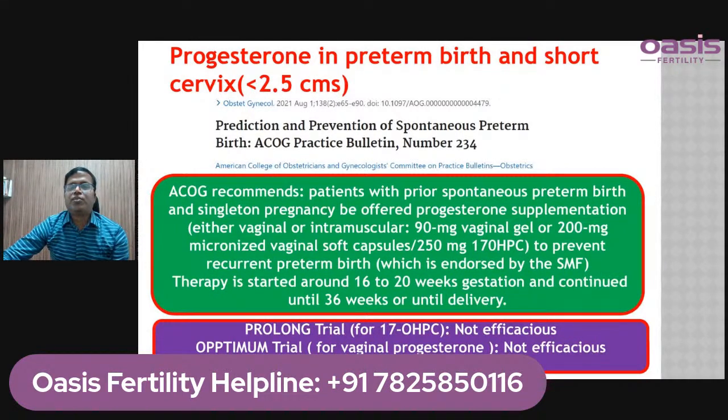And ACOG recommends that patients with prior spontaneous preterm birth and singleton pregnancy be offered progesterone supplementation, either 90 milligram vaginal gel or 200 milligram micronized vaginal soft capsules or 250 milligram of 17-hydroxyprogesterone caproate. We have some injectable forms, Prolutin, to prevent recurrent preterm birth. Therapy is started around 16 to 20 weeks of gestation and continued until 36 weeks. There is a trial called the Prolong trial, but it was found not much efficacious, even by the Optimum trial.